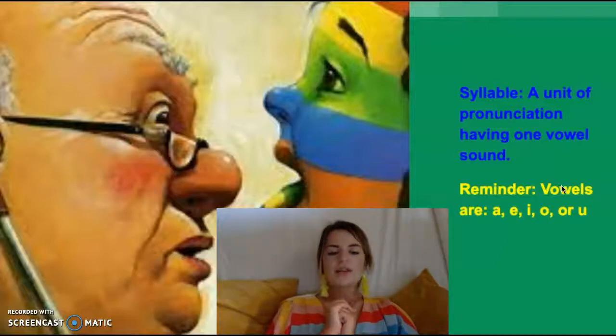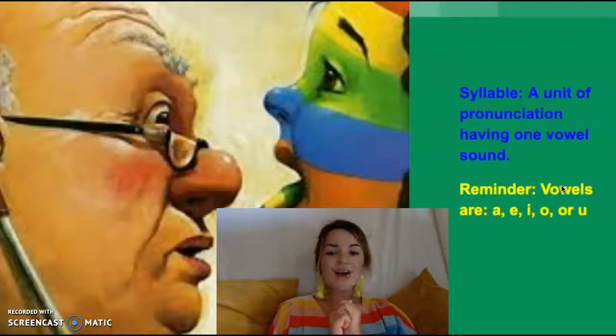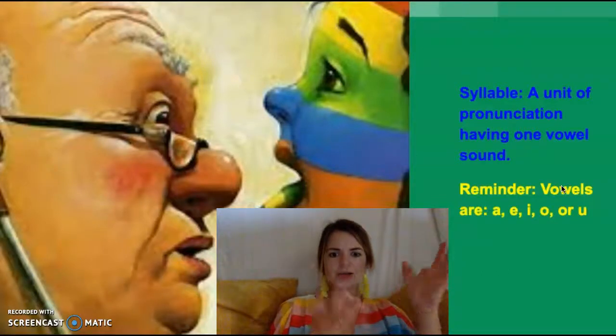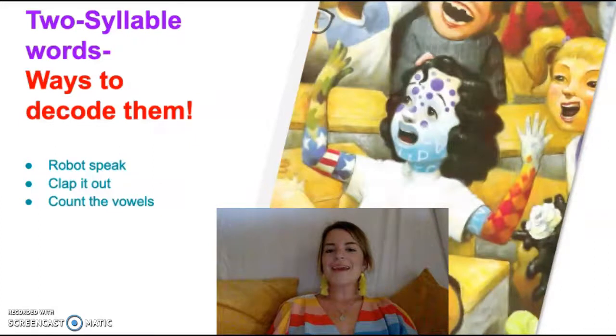Okay, so now that we've gone over a syllable, let's jump into a vowel and what a vowel is. So a lot of us are very familiar with them, and they are A, E, I, O, and U. So we'll touch on why it's important to know our vowels and to keep them in our brain as we're going through this lesson. But just a little reminder that those are our vowels. Okay, so let's go ahead and get started.